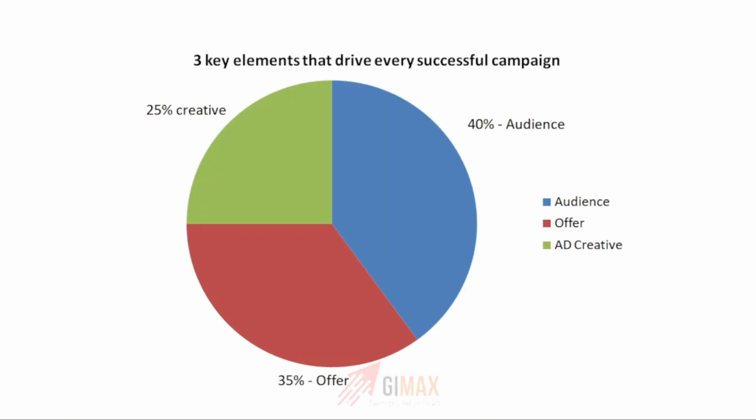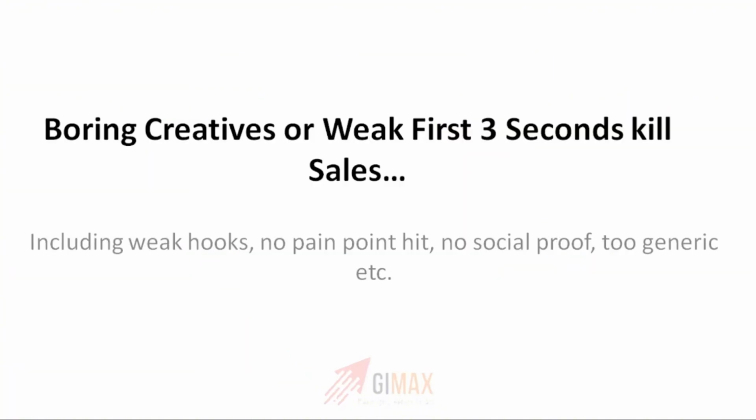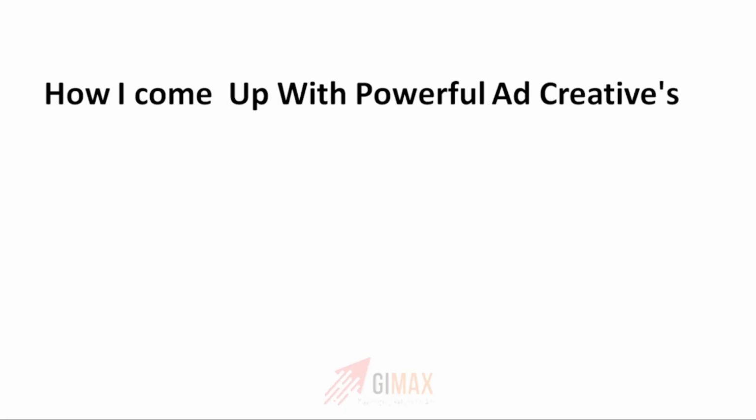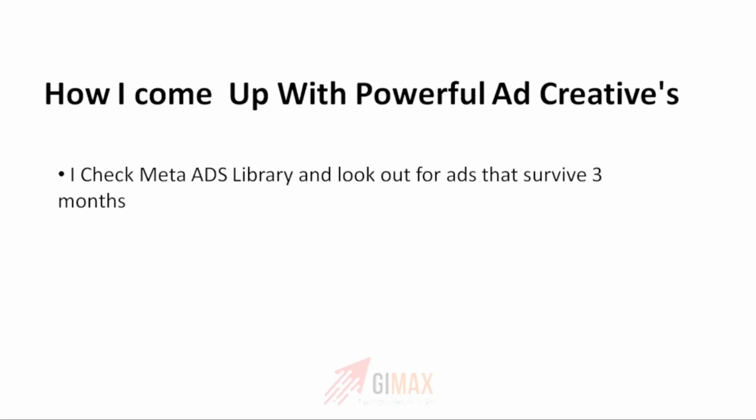Now, once you have known your audience, you have come up with a compelling offer people cannot ignore. The next thing you want to pay attention to is your creative, which makes up 25% of a successful campaign. Alright. See, boring creatives or a weak first 3 seconds kill sales, including weak hooks, no pinpoint hits, no social proof, and too generic. Alright. Now, here is exactly how I come up with powerful ad creatives. First of all, I check Meta Ad Library and look out for ads that survive 3 months.